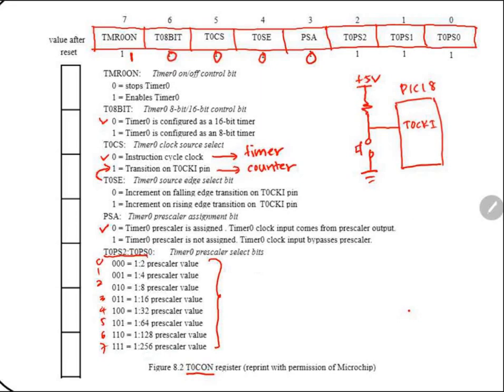So in this case, what is the prescaler value that we used just now? We used 16, right? So what is the value? 16 is 3. So which means here should be 0, 1, 1.